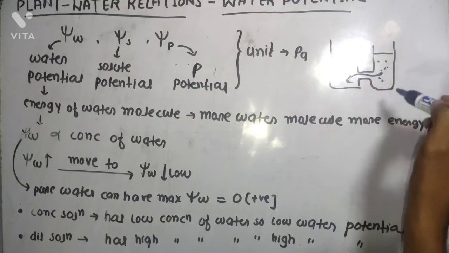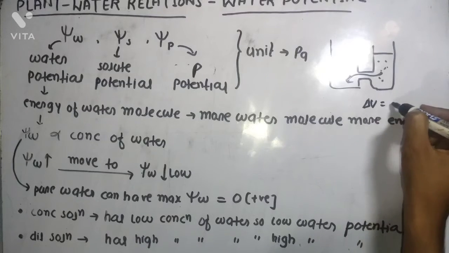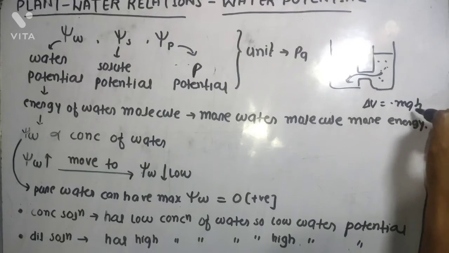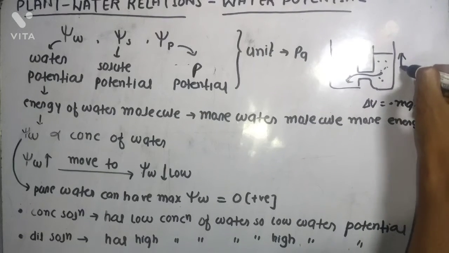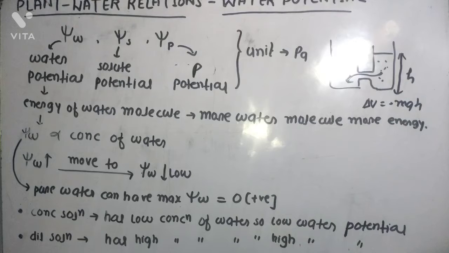This has energy, higher energy. How do we have energy? Minus mgh. You have studied in physics. So it has potential energy. Understood? And all the potential energy should have negative values. Why? Because potential energy always has negative values.